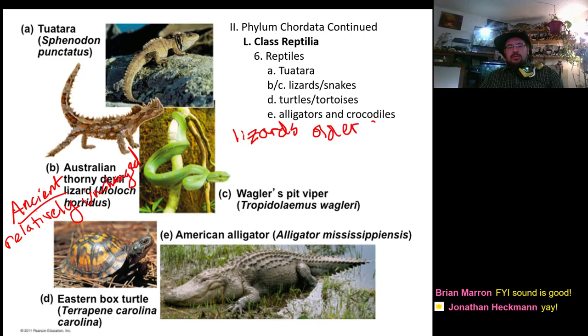Right? The lineage that diverged to produce the snakes diverged off of the lineages that produced modern lizards. Snakes have a secondary loss of limbs. So, that's pretty cool. It's not like they evolved without limbs. They evolved from a four-limbed ancestor, and it had a reduction of limbs and then a loss of limbs.